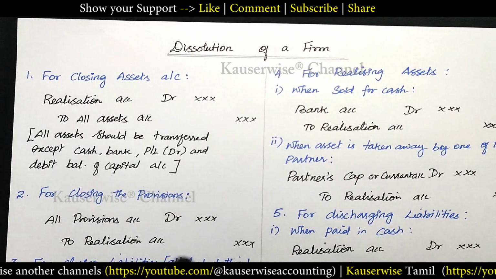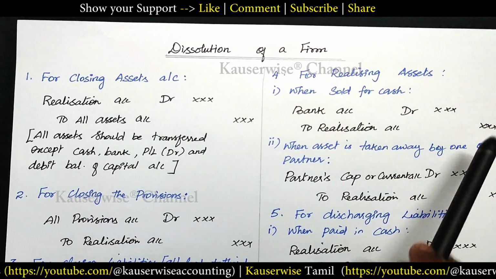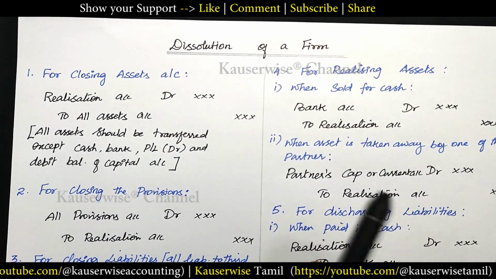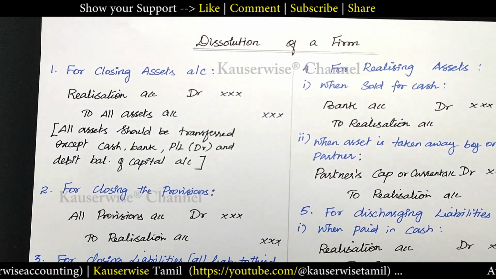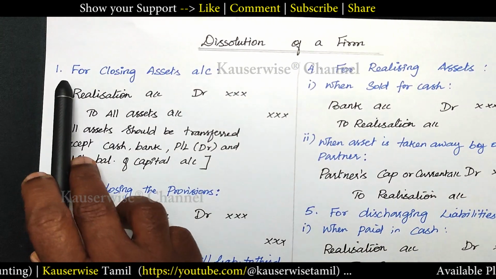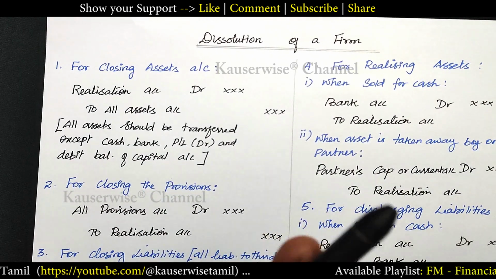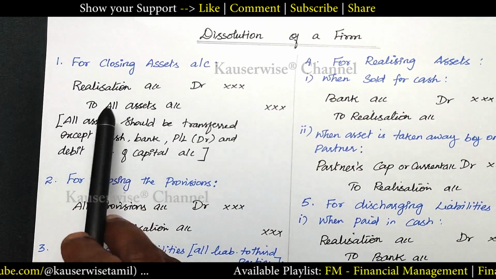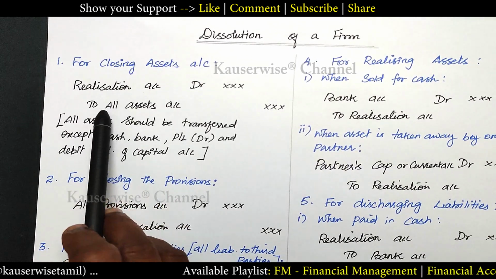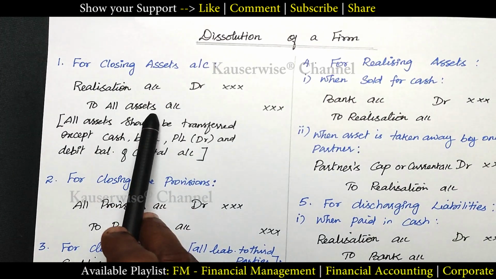The first procedure is closing assets account. In the old balance sheet, you can find assets and liabilities, with some adjustments. So the first step is we need to close all the assets except a few things. So the entry for the transaction is realization account debit to all assets. Assets always show debit balance, so when you close it, just credit all assets.